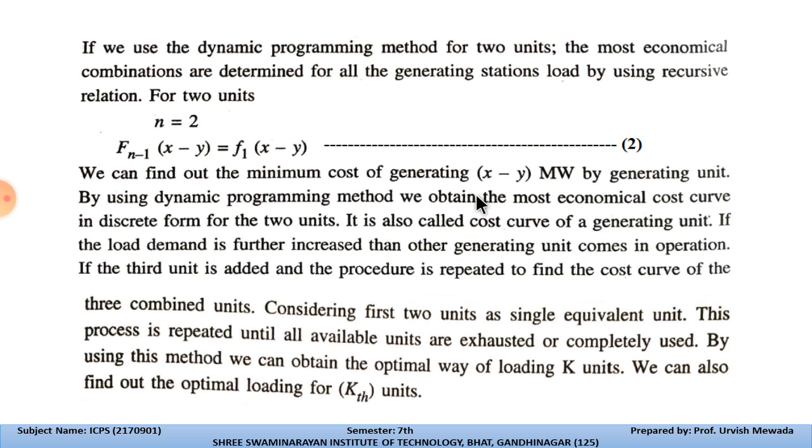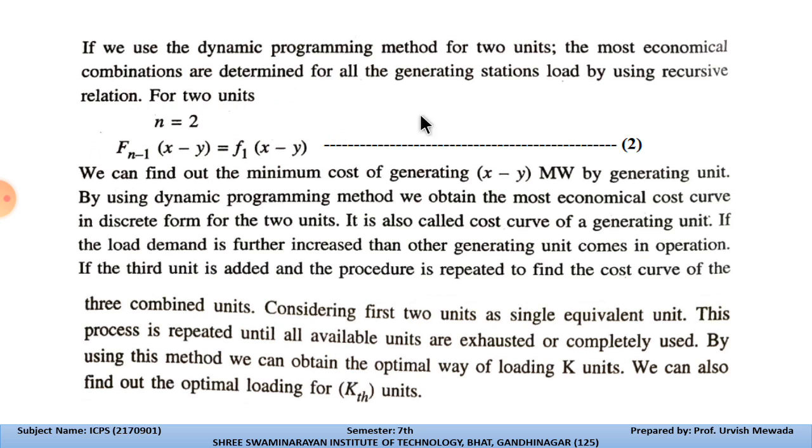And for the three combined units, we consider the first two units as a single equivalent unit. Both units are delivering power, and then the third unit will come into the picture. The process is repeated until all available units are exhausted or completely used. We have a reserve capacity of the generating station, and this process will continuously work until all the generating units come into working.